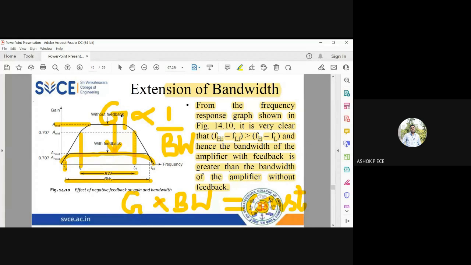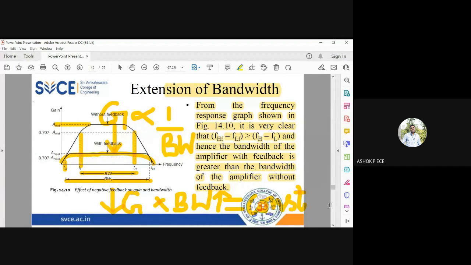Consider the first case without feedback, you find gain and bandwidth, it is constant. You multiply and see it is constant. With feedback, you see gain is reducing. So naturally, to maintain the constancy of this equation, bandwidth should increase. That is what we are seeing here. Okay, so this equation will be always maintained to be constant. So if gain is decreasing, accordingly bandwidth will increase to make this constant. If gain is increasing, bandwidth will decrease to ensure that this term is going to be constant.